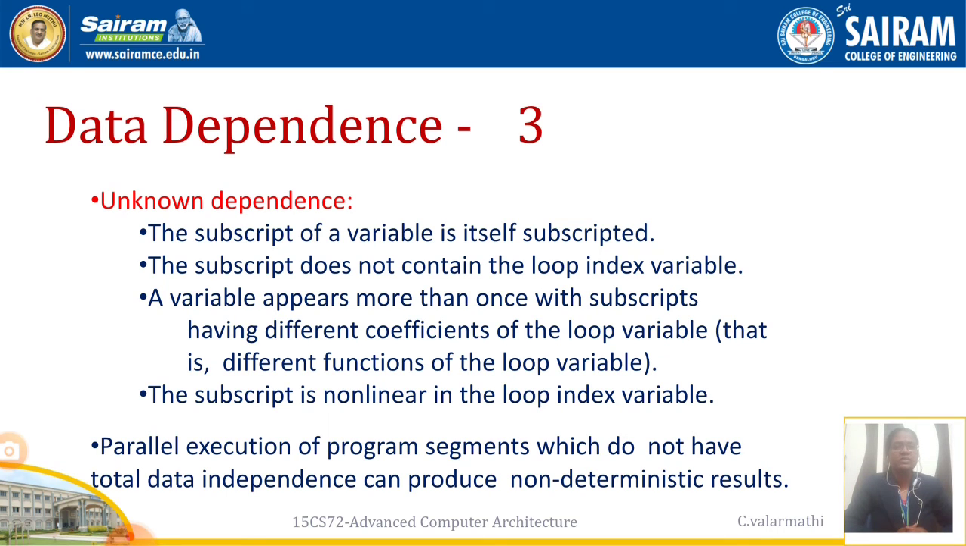The fifth data dependence is unknown dependence. A subscript of a variable is itself subscripted, or the subscript does not contain the loop indices. That means the subscript will not be known. That is called unknown dependence. Parallel execution of program segments which do not have total data dependence can produce a non-deterministic result. So this is about data dependence.